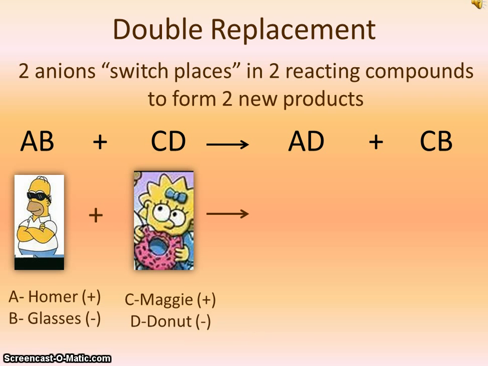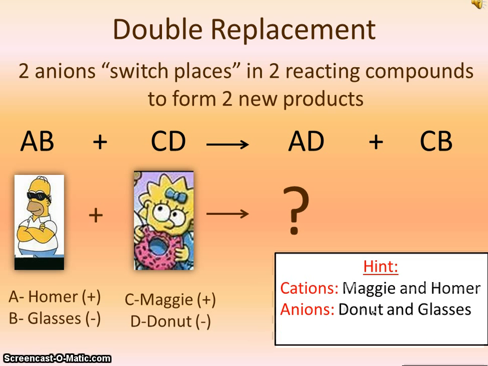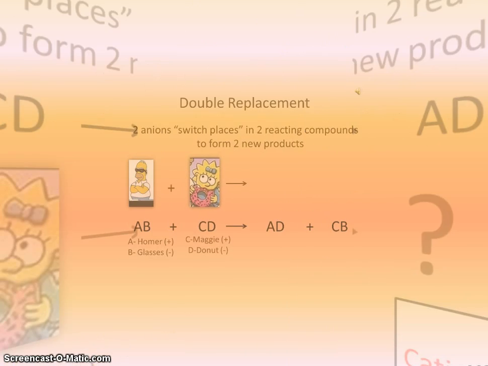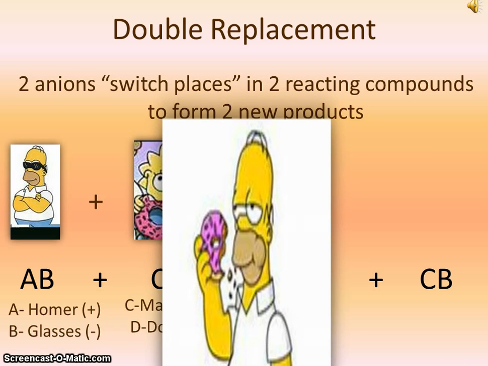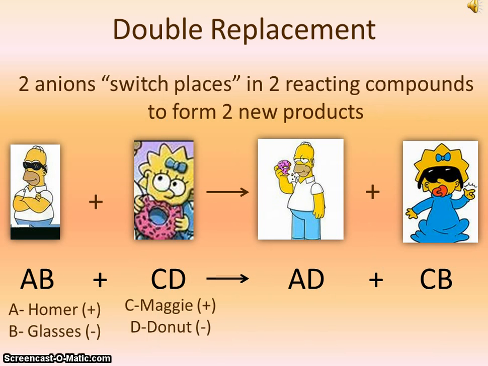If we react these two compounds, take a couple of minutes to try to predict the products. I'll give you a hint. The cations are represented by Maggie and Homer, and the anions are represented by the donut and glasses. Now that you have taken a couple minutes, the results that you would have gotten were that Homer now has a donut and Maggie now has sunglasses.